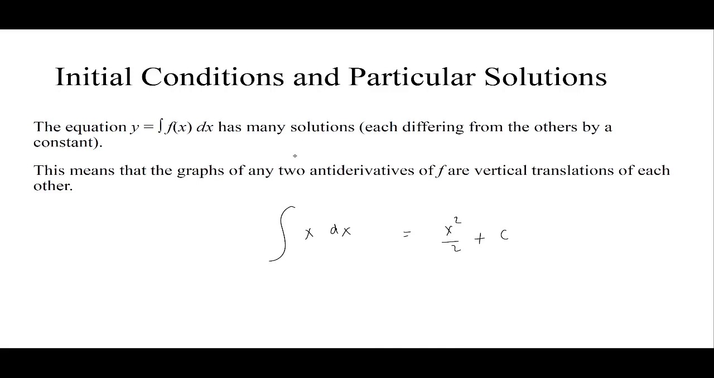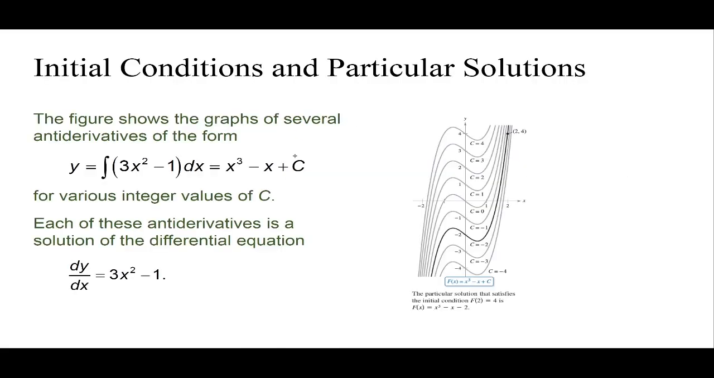Now if we try to plot the graph of this solution, you might have so many different answers. For example, when we find the integration of 3x squared minus 1, the solution is x cubed minus x plus c. Based on the value of c, if we plot the graph, as you can see, if c is 0, the solution is x cubed minus x. And based on a different c, there is a different answer.